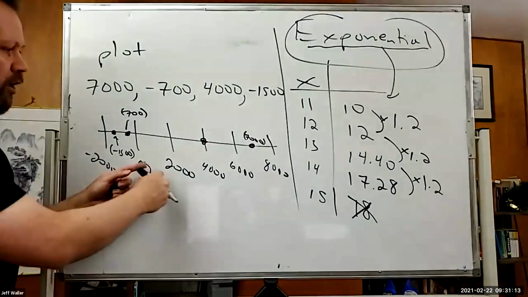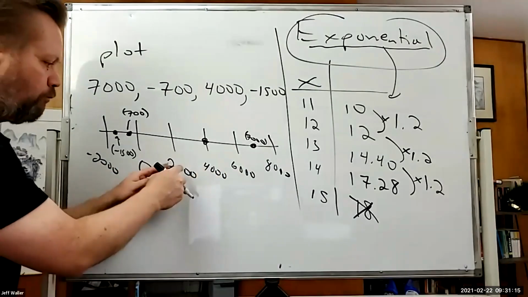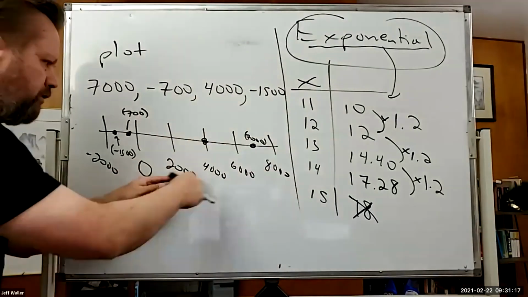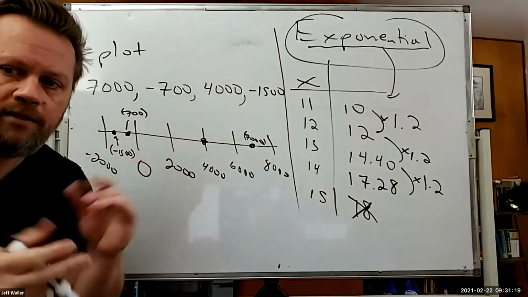You don't have to know immediately what the scale is. You can try 1,000. You go, oh, that's not big enough. Let me try 2,000. That's fine. Nothing wrong with that.